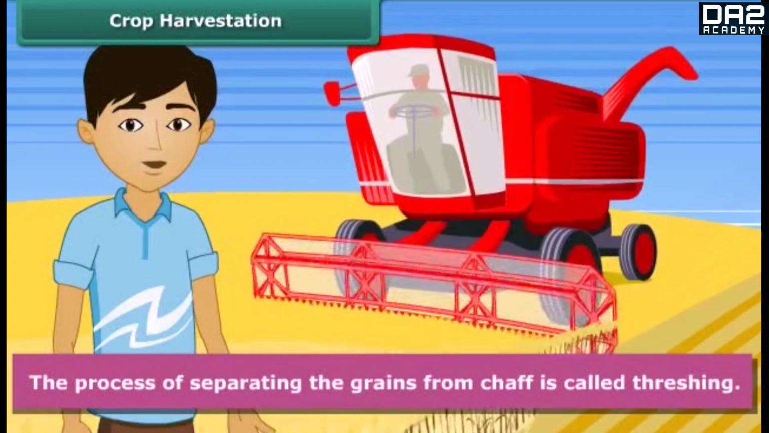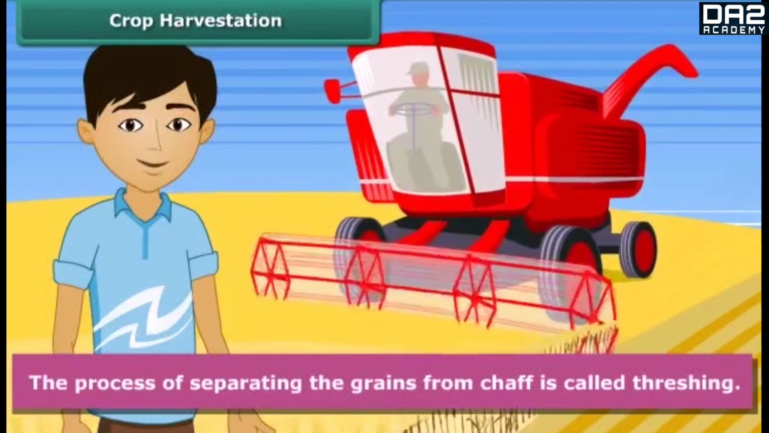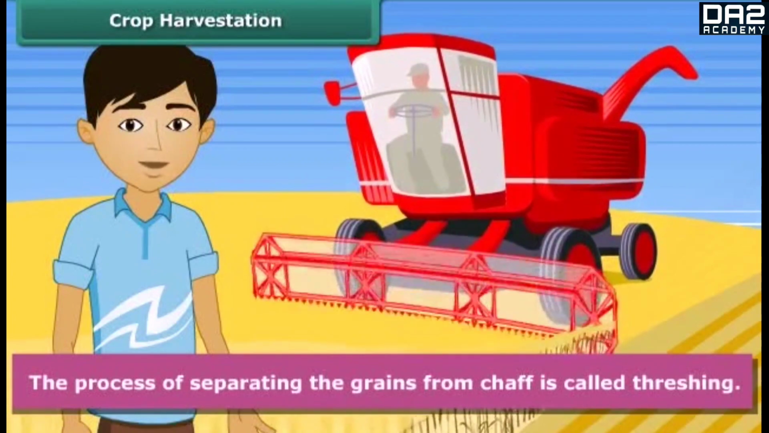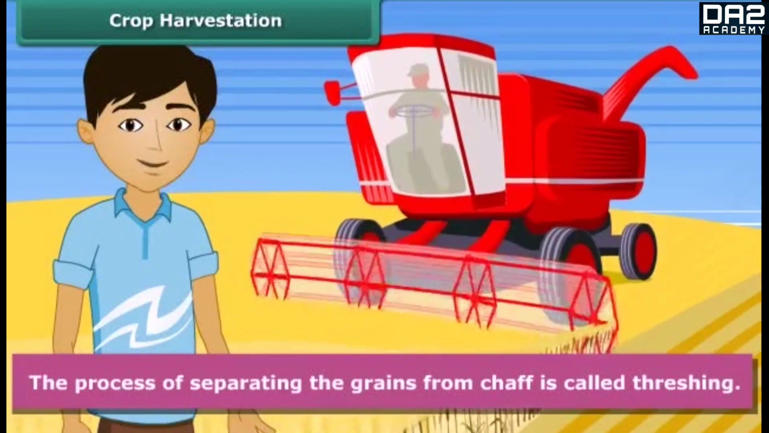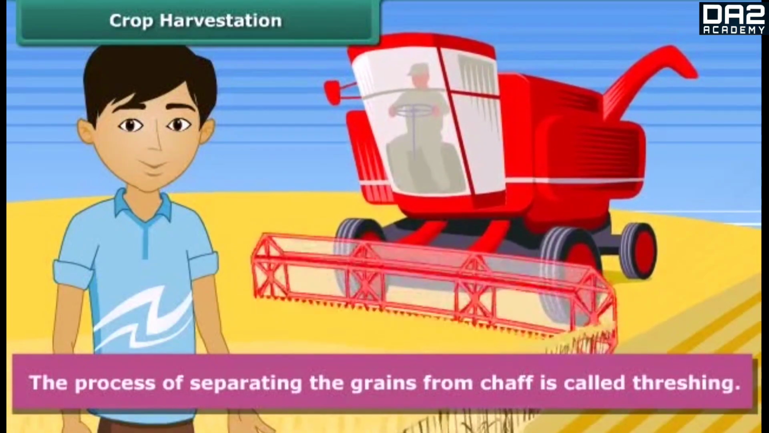This process is called threshing. This is carried out with the help of a machine called a combine, which is in fact a combined harvester and a thresher.